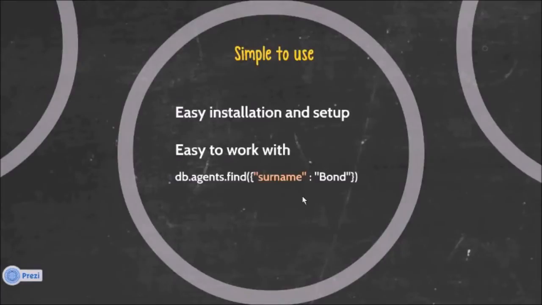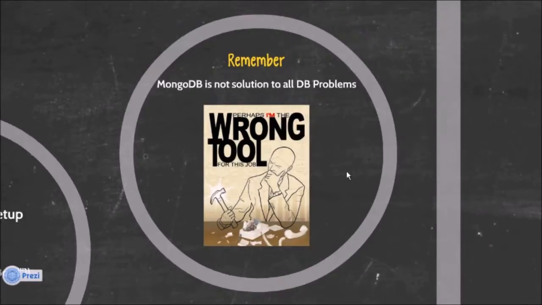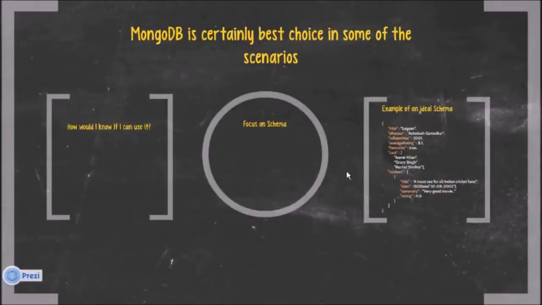It is very simple to use. It is very easy to install. It's very easy to get started with, and even the syntax to work with MongoDB is very easy. You can almost read it as the English language, and that's why people prefer to use MongoDB. But remember, MongoDB is not a solution to all database problems. It can be a very bad tool for certain jobs where you want to store very complex relational database structures. Although we say that, MongoDB is certainly the best choice in some scenarios.